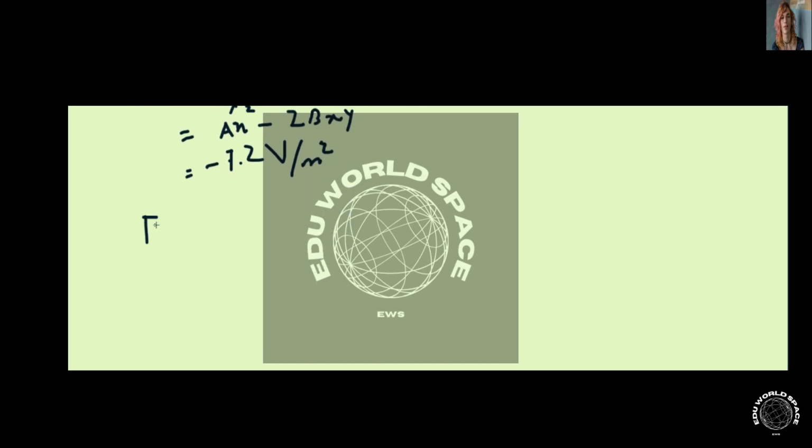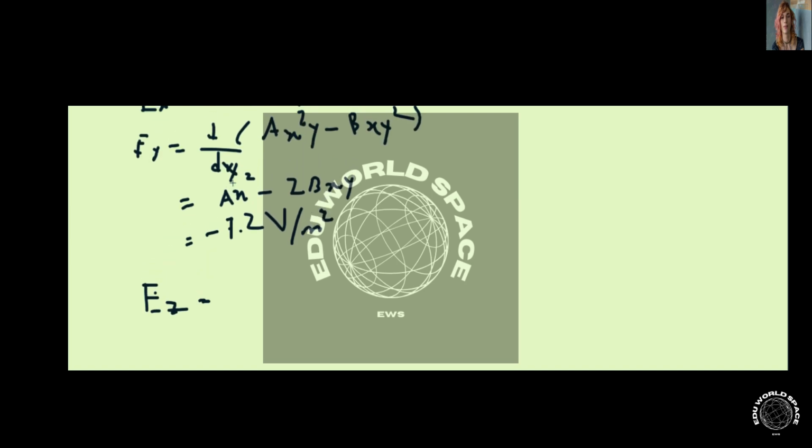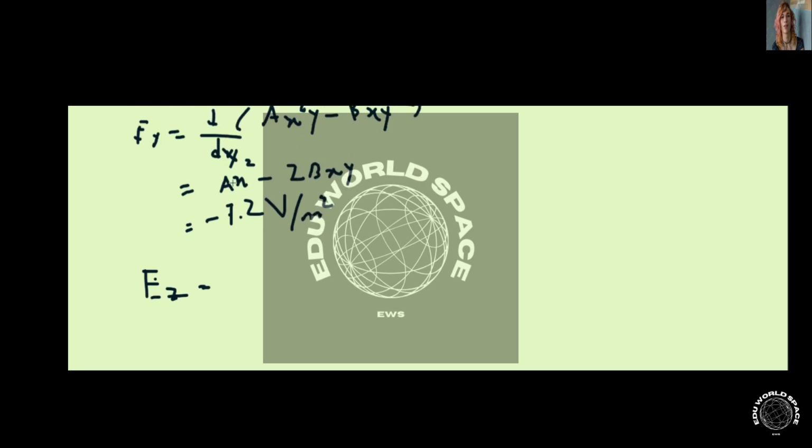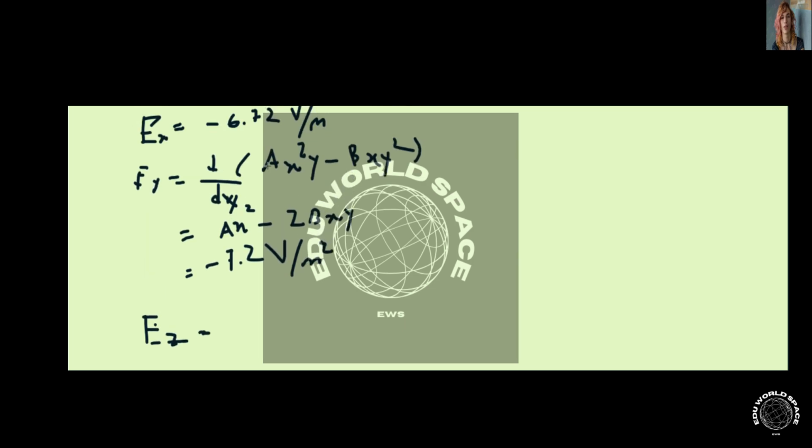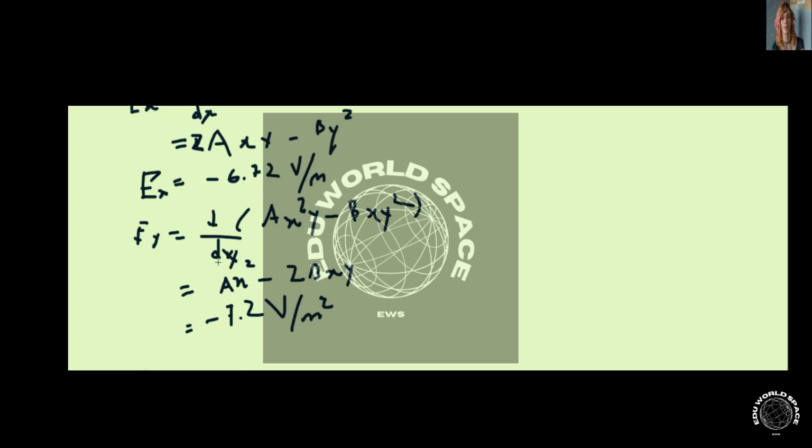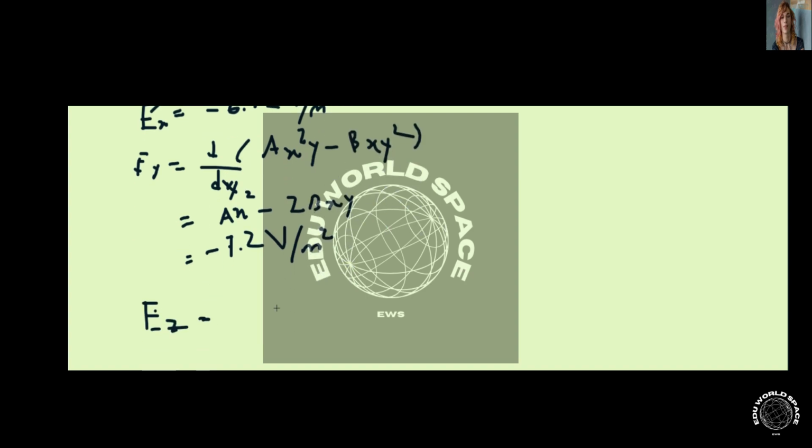And finally, the component at Z. I actually don't think I need to write it out. We can just look at the above equation and remember we're differentiating with respect to Z. But just by looking at this, we can notice that there is no Z variable. So if you differentiate with respect to Z, it's just going to equal 0. So EZ is equal to 0.